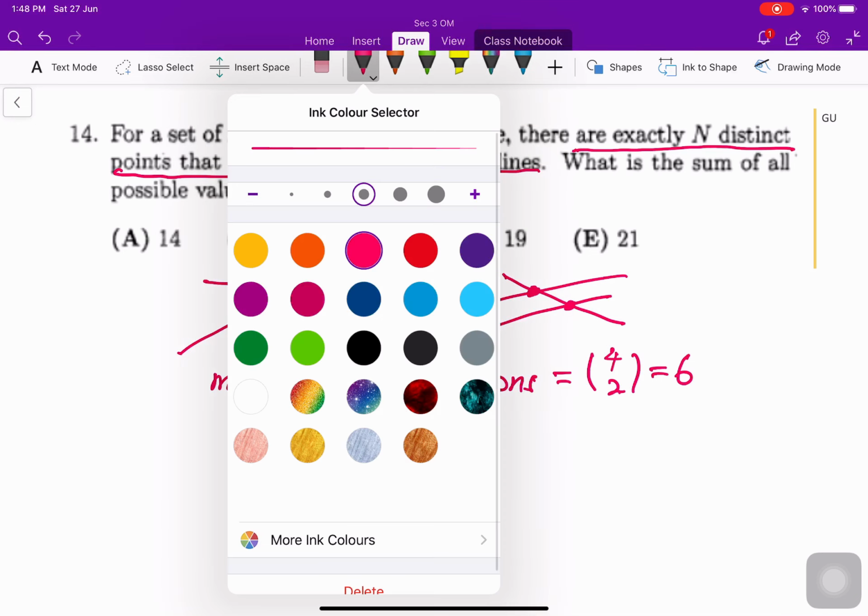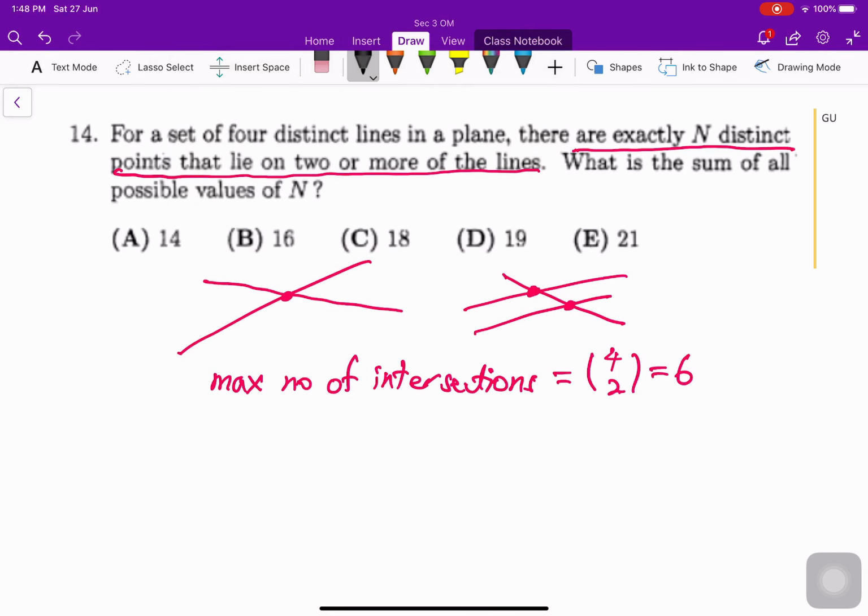Can we draw this possibility? In this case, you have one line, and then you have a second line here, and then you have a third line here. Three lines generate three intersections. Now, to make it a maximum of 6, you just need to draw a line that passes through these three lines. Therefore, this will be 1, 2, 3. Therefore, you have 6 intersections.